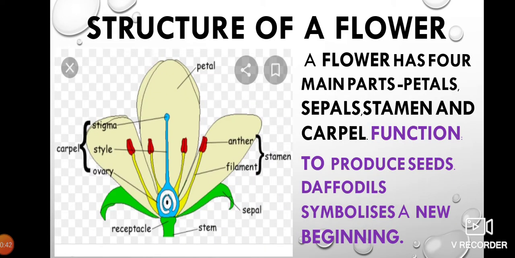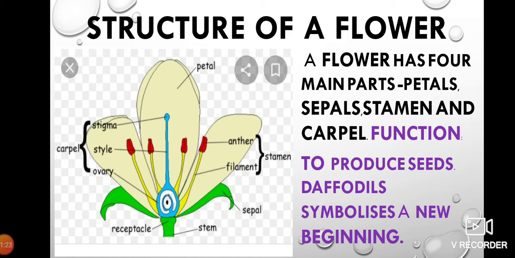So in the next slide, we see the structure of a flower. Flower is the attractive part of the plant, as well as the reproductive part of the plant. You can see in the slide that a flower has mainly 4 parts: the petals, the sepals, the stamen and the carpel. So petals is the colorful part of the plant which attracts the insects and the butterflies and helps in pollination.